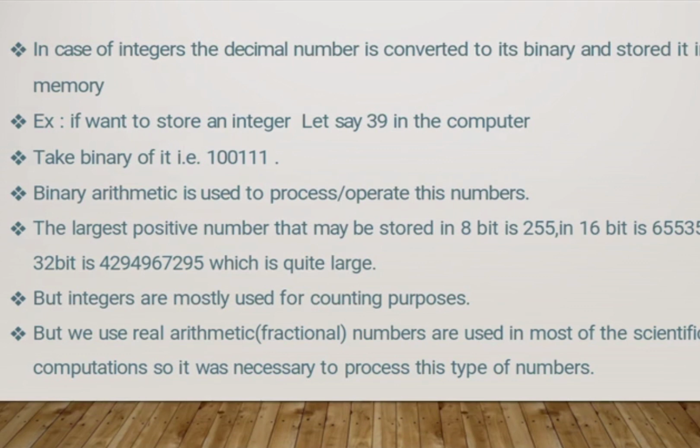Binary arithmetic is used to process and operate on these numbers. The largest positive number that can be stored in 8 bits is 255, in 16 bits is 65,535, and in 32 bits it will be 4294967295, which is quite large. But integers are most commonly used for counting purposes. But we use real arithmetic, fractional numbers, in most scientific computations, so it was necessary to process these types of numbers.